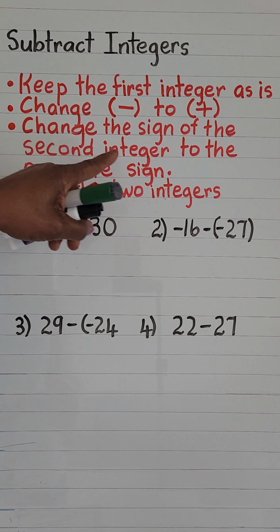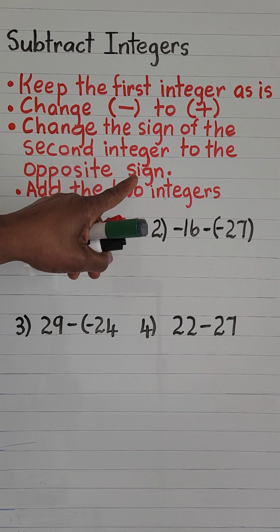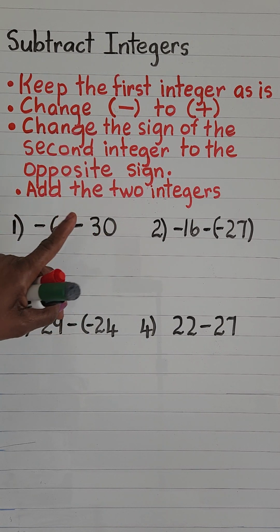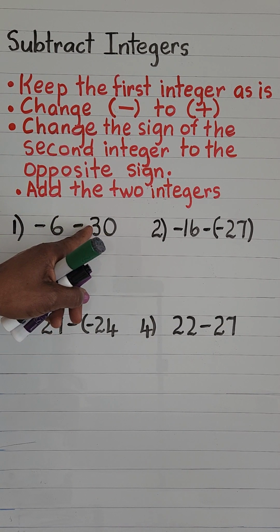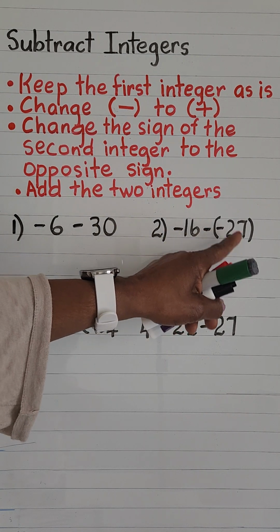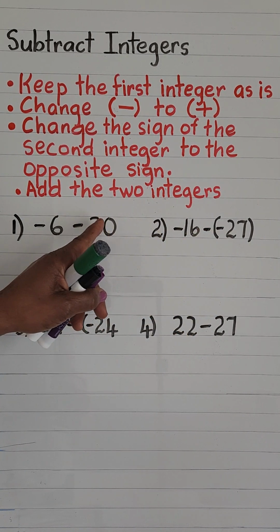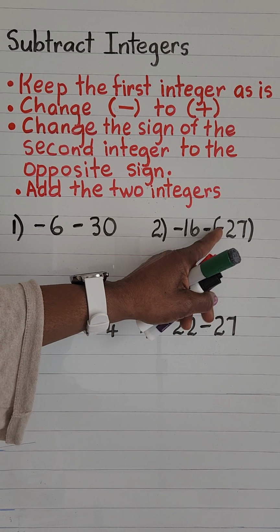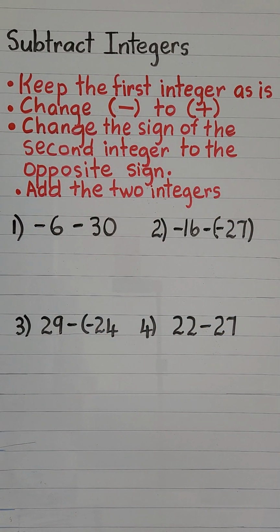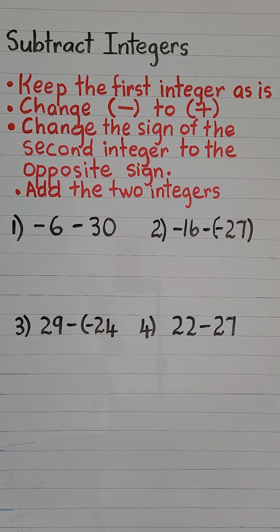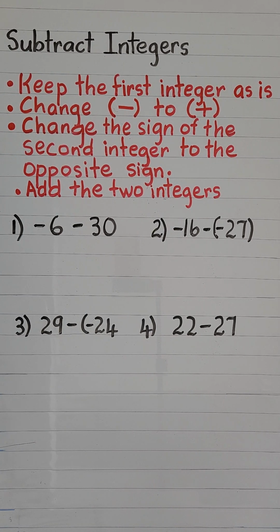Next, we change the sign of the second integer to the opposite sign. So the second integer, we're going to change to the opposite sign. If it's positive, we're going to change it to negative. If it's negative, we're going to change it to positive. And then we add the two integers. So let's go into our examples step by step, following these simple rules.